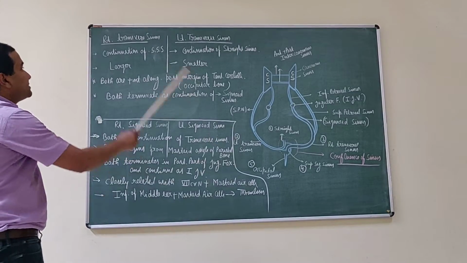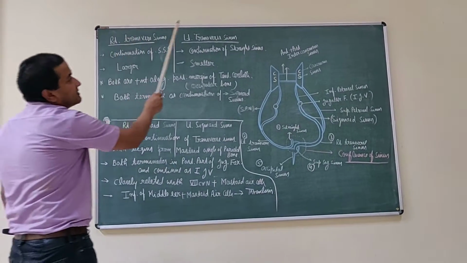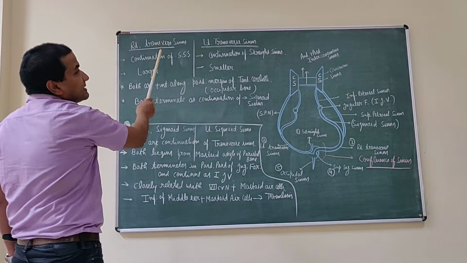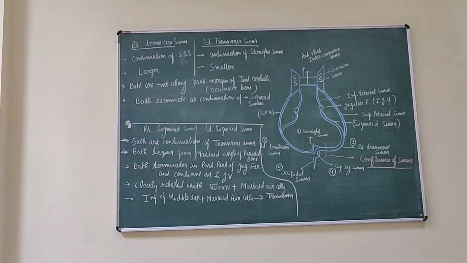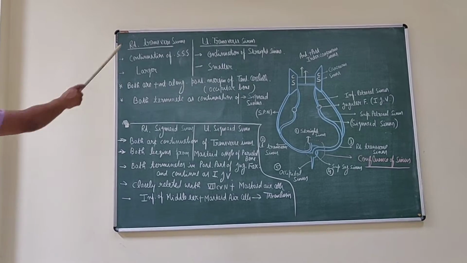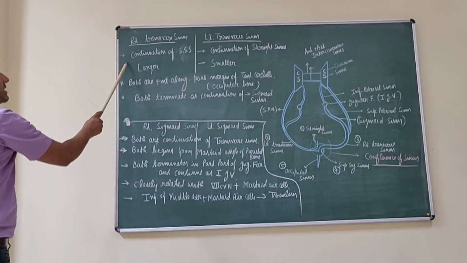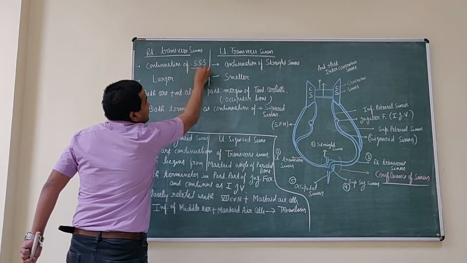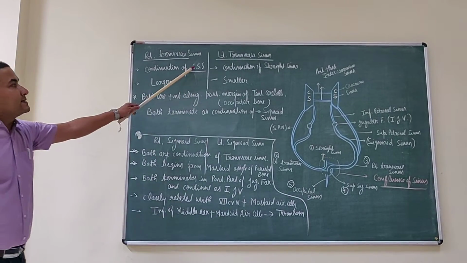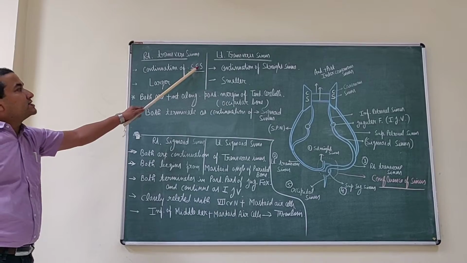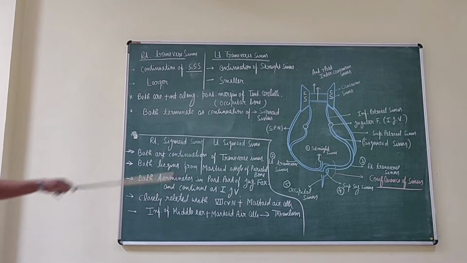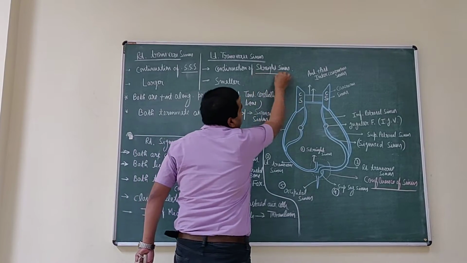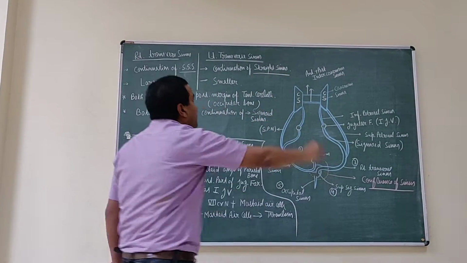We are going to compare the right transverse sinus and the left transverse sinus. The transverse sinus is basically a paired sinus. The right transverse sinus is the continuation of the superior sagittal sinus, SSS. While the left transverse sinus is the continuation of the straight sinus, which we have discussed earlier.